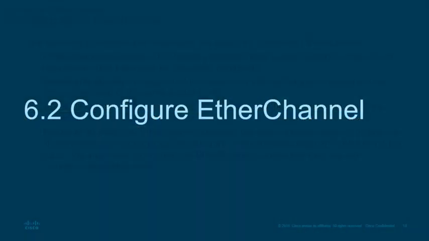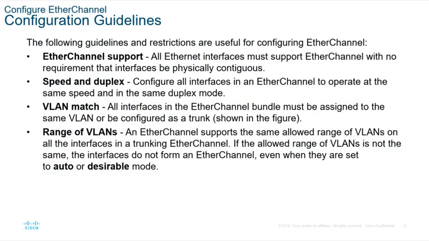So, configure EtherChannel. The guidelines. EtherChannel support: all Ethernet interfaces must support EtherChannel, with no requirement that interfaces be physically contiguous. So as you're grouping, you don't need to use the range, say from port 1 to port 4. You can pick port 1, port 10, port 20. You group them.